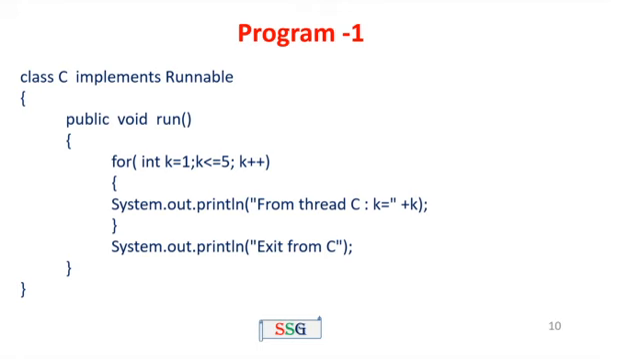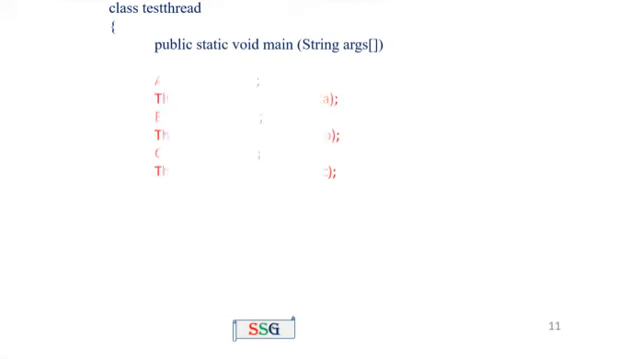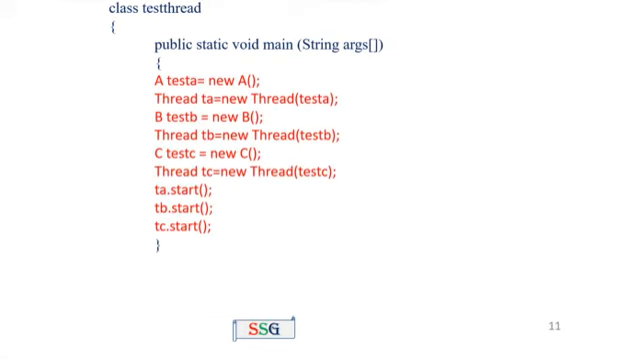So now we have three classes, that is A, B and C. All the three classes implement the Runnable interface, and all the three classes have the code for the corresponding run methods. Okay, now we have three threads. Next, the main class, class TestThread, public static void main, String args.